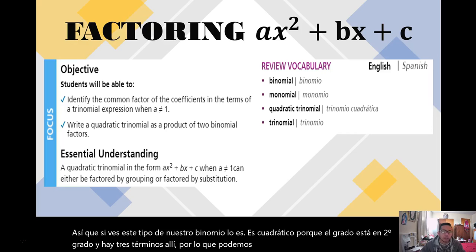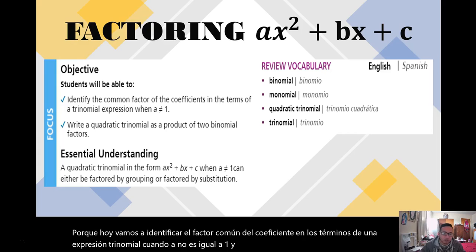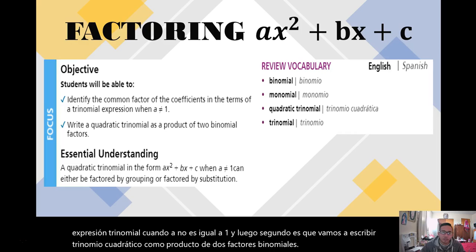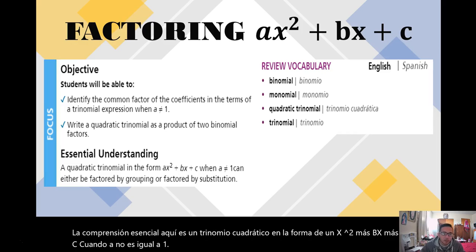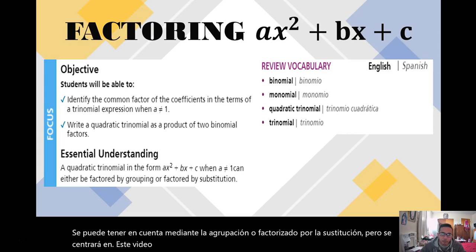Our objective for today is to identify the common factor of the coefficients in the terms of a trinomial expression when a is not equal to 1. Second, we're going to write a quadratic trinomial as a product of two binomial factors. The essential understanding here is that a quadratic trinomial in the form ax squared plus bx plus c, when a is not equal to 1, can be factored by grouping or by substitution, but in this video we'll focus on grouping and any other ways of factoring.